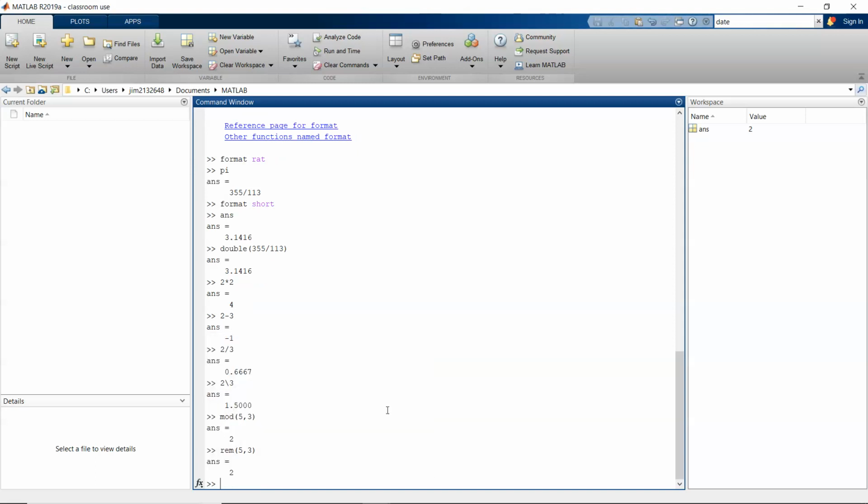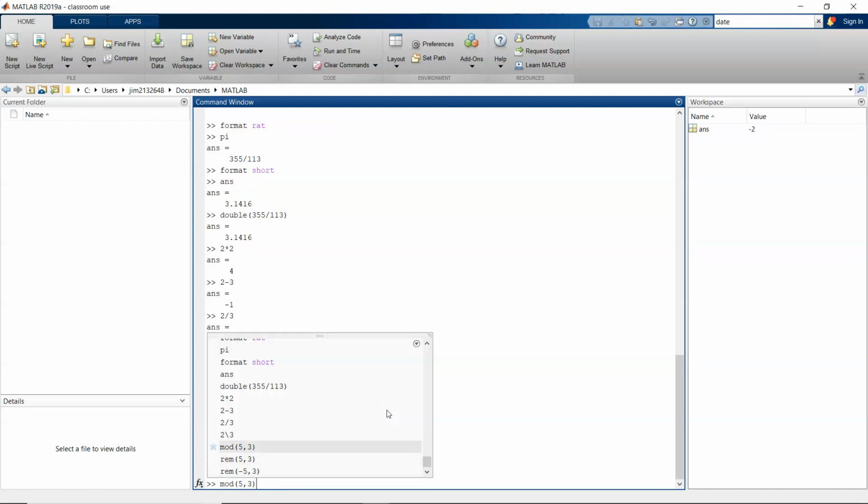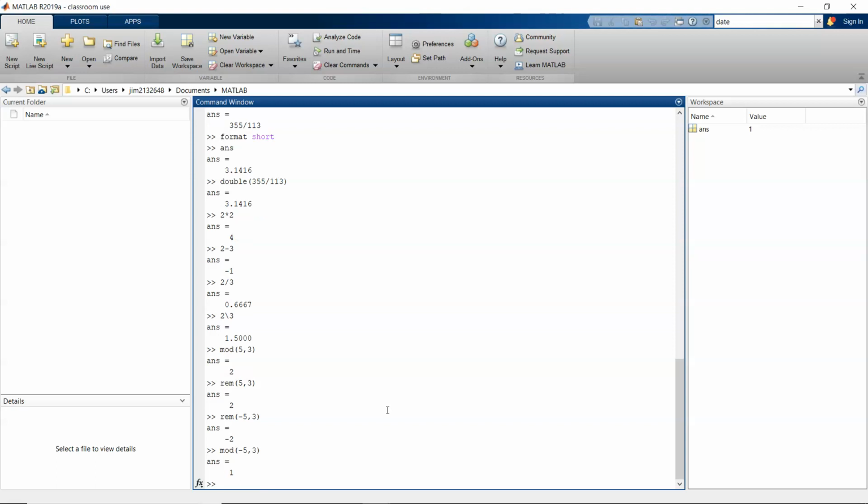If it's a negative number, oops, negative, you get a little different answers. Divide negative 5 by 3, and 3 goes into negative 5 one time with a negative 2 remainder. Modulo is 3 goes into negative 6 two times with a positive 1 remainder. That's the way they look at it. Little different.